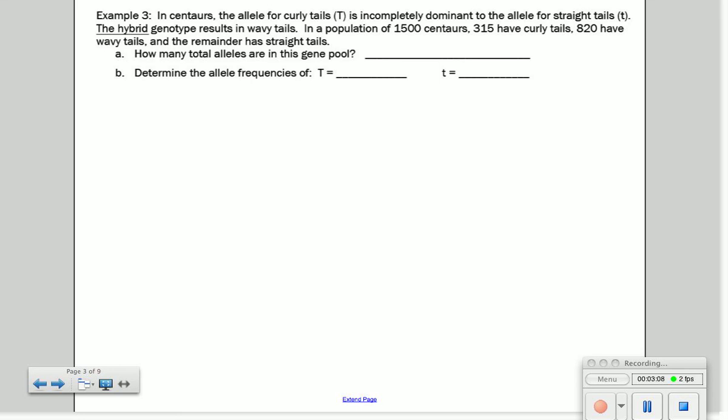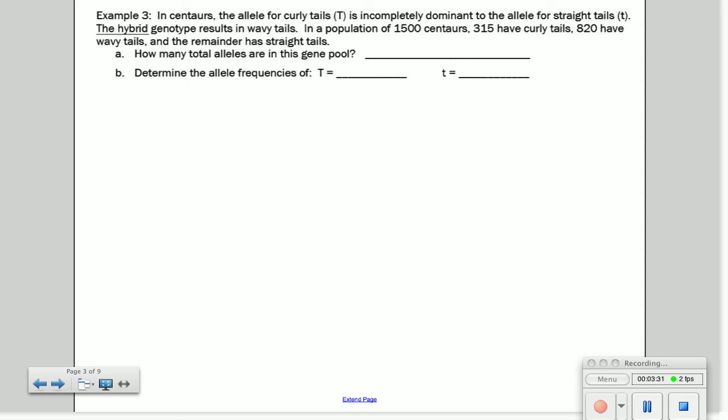In 3, we're looking at centaurs. The allele for curly tails, big T, is incompletely dominant to the allele for straight tails. The hybrid results in wavy tails. So we get a different phenotype here. So I have a population of 1,500 centaurs. 315 are curly tails, 820 have wavy tails, and the remainder have straight tails.